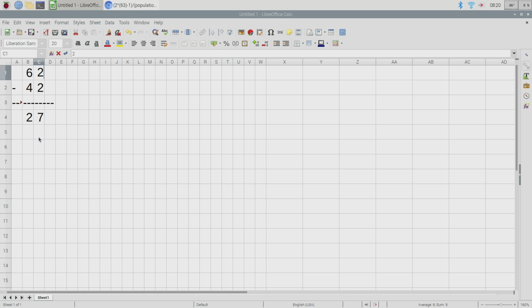Well, let me just change it here, and let's do instead 62 and 49. What happens this time? 2 minus 9, what do you got to do? You got to borrow from the previous position. So this 6 becomes a 5, and this 2 becomes a 12. 12 minus 9 is 3. 5 minus 4 is 1. So we get 13. All right, does that make sense?